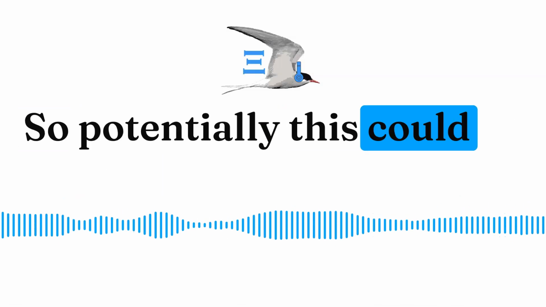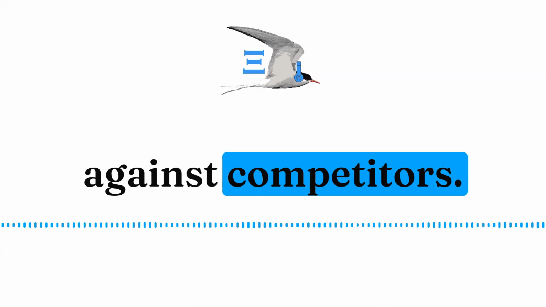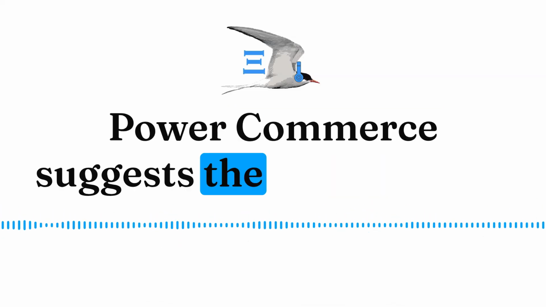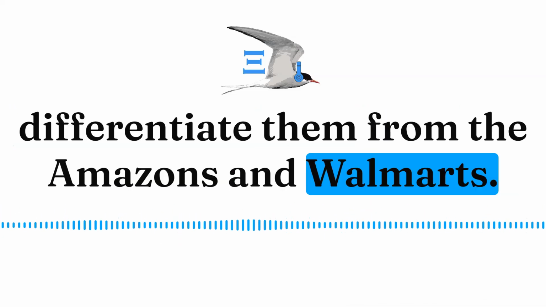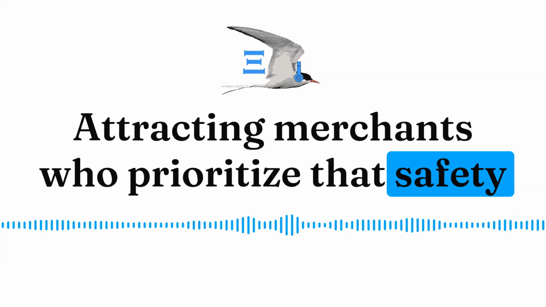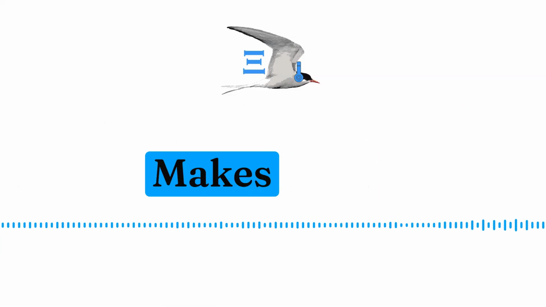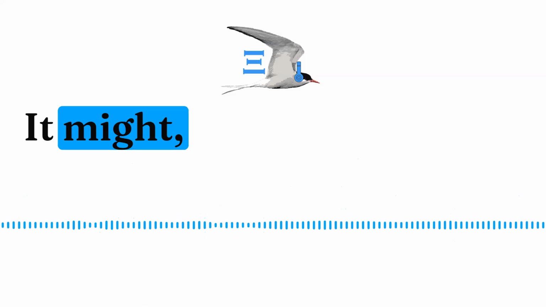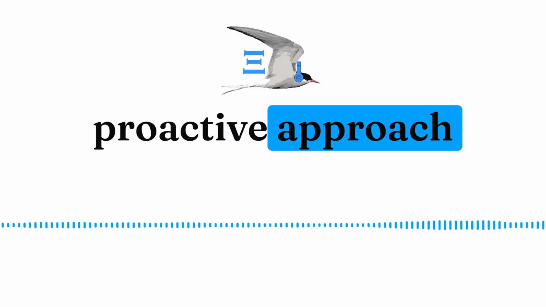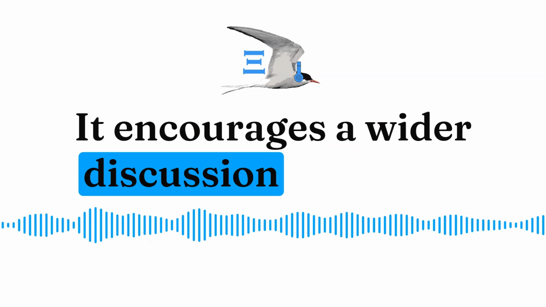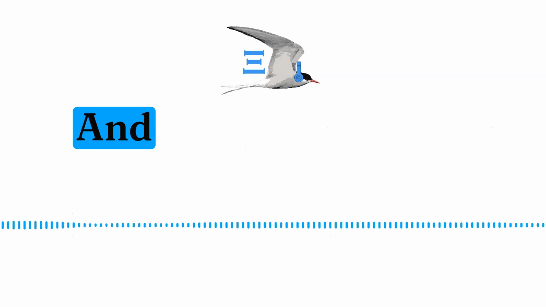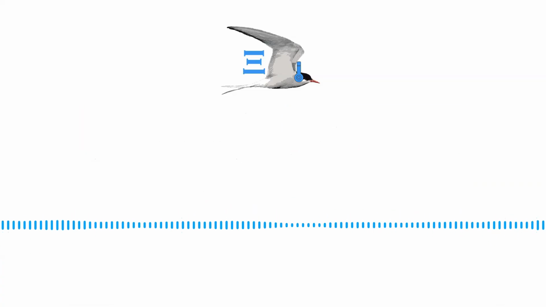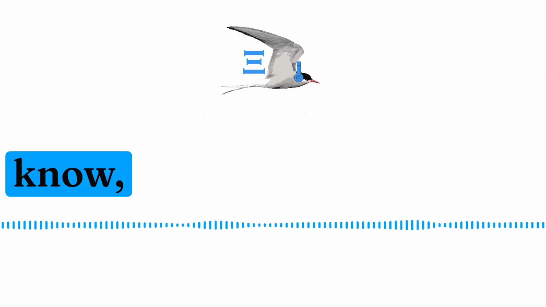So potentially, this could be a selling point for Shopify against competitors, appealing to merchants who value that control and security. It could be. Power Commerce suggests this stance might differentiate them from the Amazons and Walmarts, attracting merchants who prioritize that safety net over full throttle automation, at least for now. Makes sense. And looking further out, could this influence how AI gets regulated in retail? It might. Power Commerce speculates that Shopify's proactive approach could serve as a model. It encourages a wider discussion about the ethics and practicalities of AI in commerce. And potentially more collaboration between the platforms and the AI developers. Hopefully. To ensure innovation happens responsibly and aligns with industry standards and consumer protection.